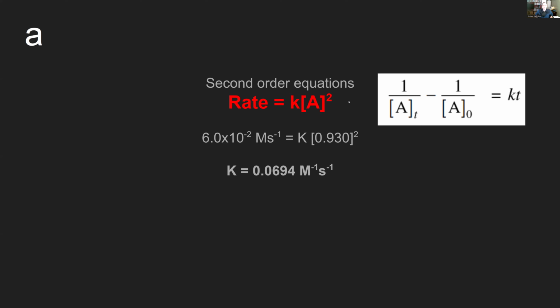For the first portion, when we're trying to solve for K, we can solve for K by plugging in the rate that was given is equal to K times the concentration squared. So that means K is equal to 0.0694 molarity to the negative first and seconds to the negative first. Notice that the units have been changing every single time from different orders of reactions. So you do need to be careful with those units.